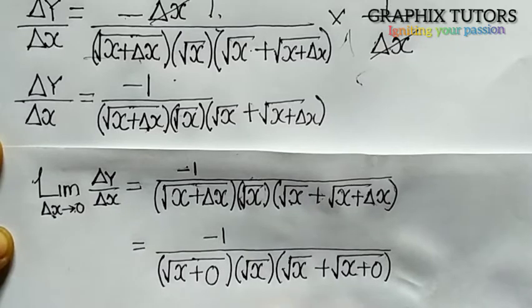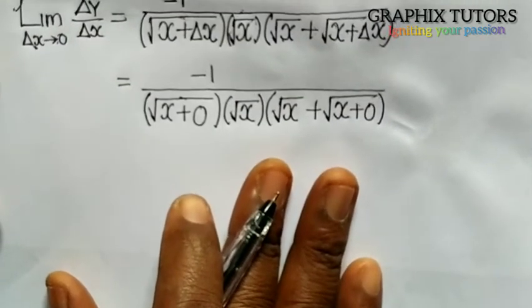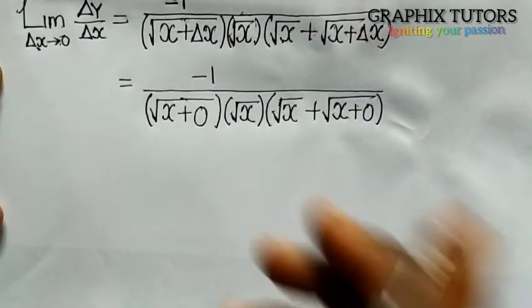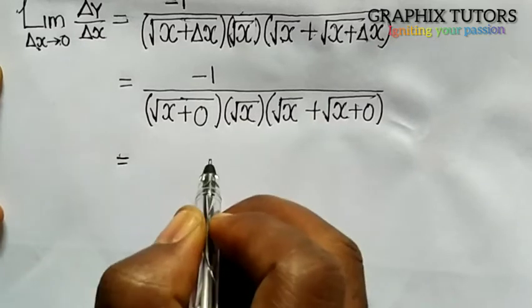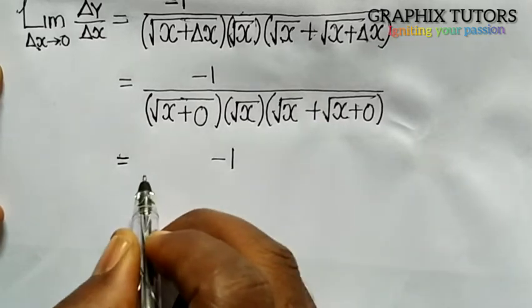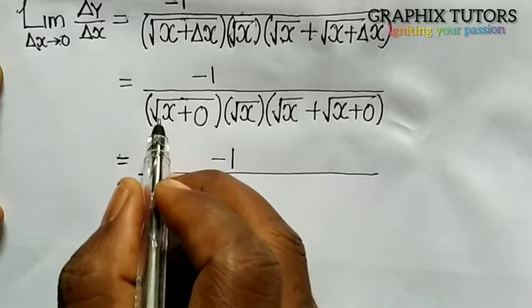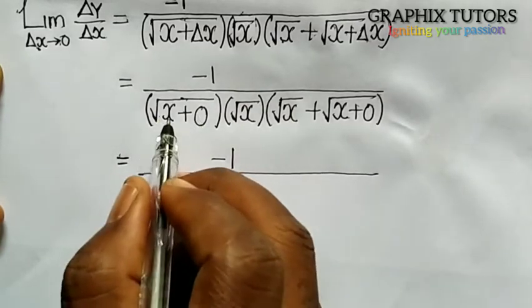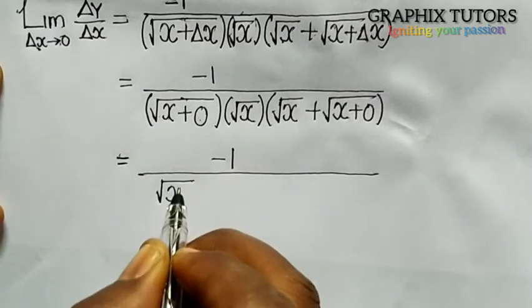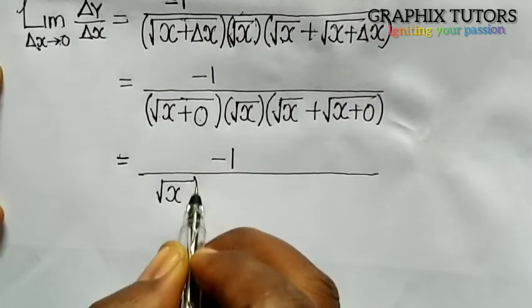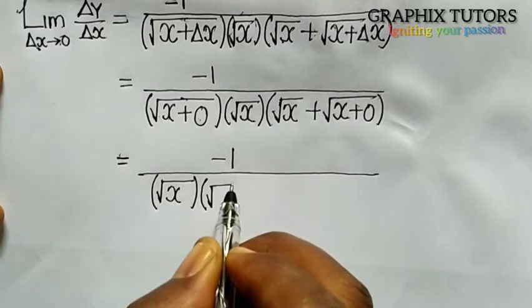So this will now be equal to minus 1 all over root x plus 0, which is, we're left with root x, right? Also, I still have my root x here.